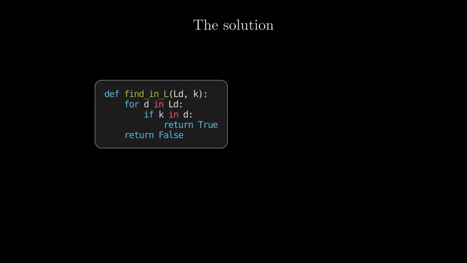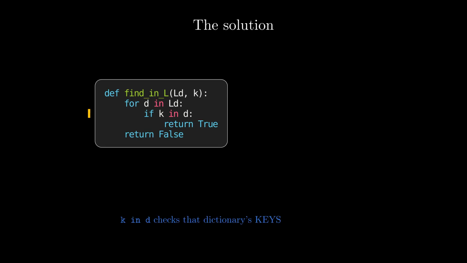Here is the solution. We loop over each dictionary D in the list. For each one, we test K in D, which, as we just learned, checks that dictionary's keys. The moment the test succeeds, we return true immediately. That return does double duty. It stops the loop and hands the answer straight back to the caller, so we never waste time checking the rest.